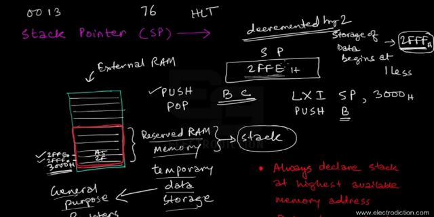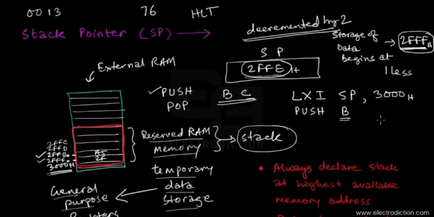Now this content of the stack pointer register indicates that the next two spaces, that is obviously 2FFD and 2FFC, are free for storage.